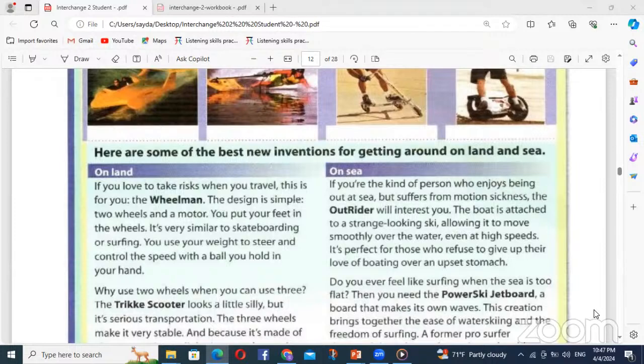Okay, if you are the kind of person who enjoys being out at sea, but suffers from motion sickness, the outrider will interest you. The boat is attached to a strange-looking ski. Allowing it to move smoothly over the water, even at high speeds. It's perfect for those who refuse to give up their love of boating over an upset stomach.